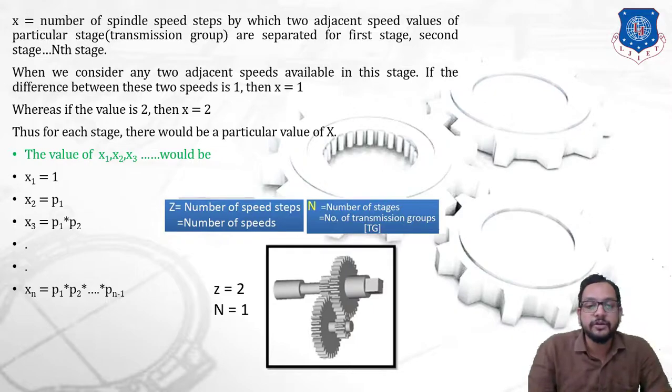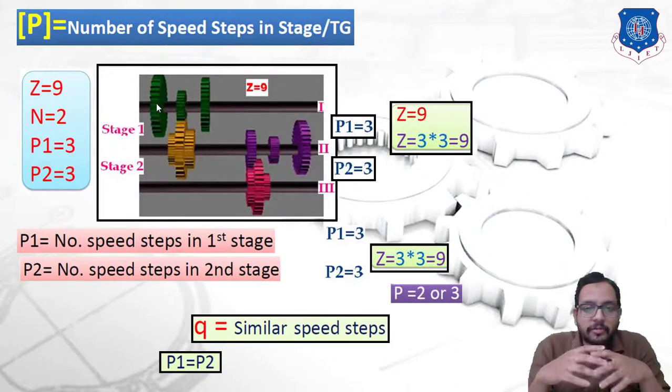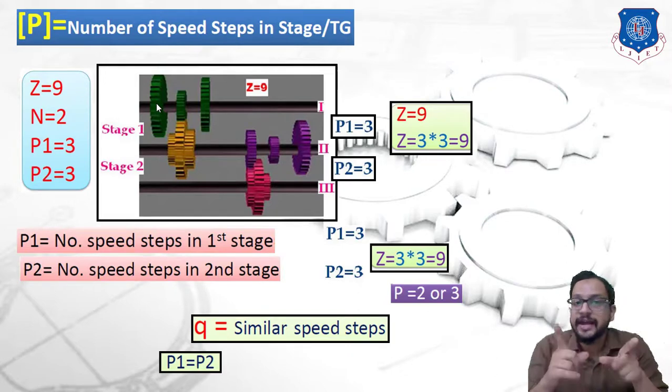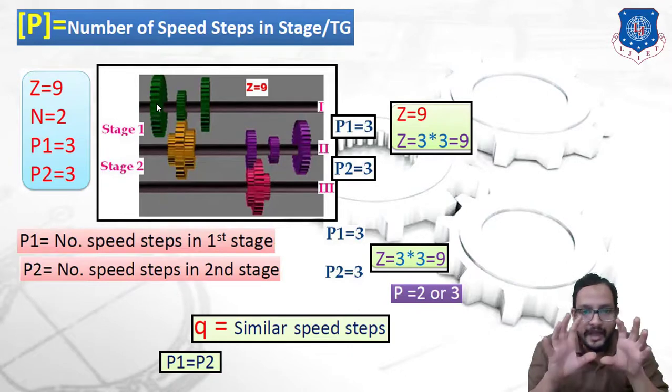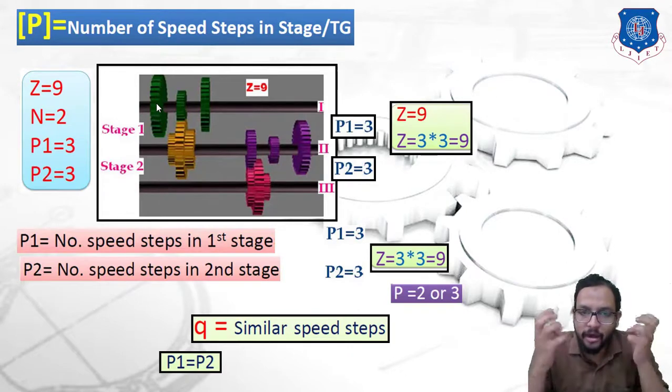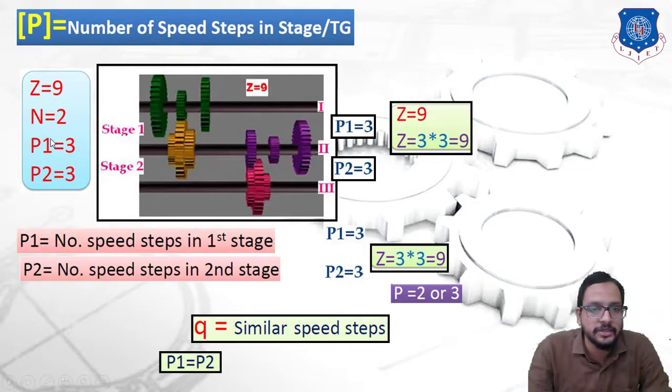Now let's proceed further. Let us take another example. Over here I have shown a multi-speed gearbox. It is going to transmit 9 different speeds, which means it is a 9-speed gearbox, and there are 2 stages available. The diagram is given. You need to determine how many speed steps would be transmitted and how many stages there are. I have written the answer over here. Let us see how we are going to predict it.